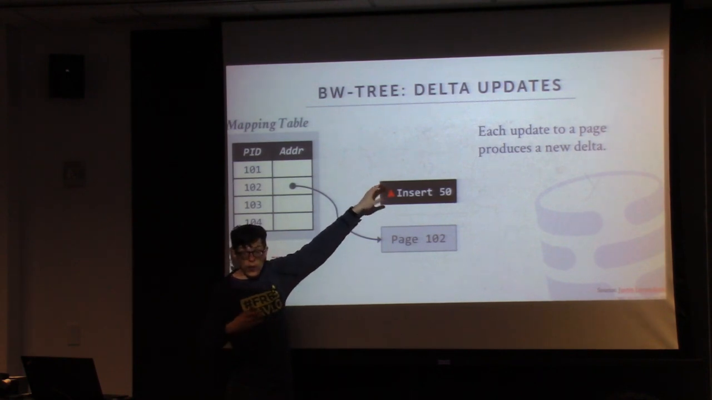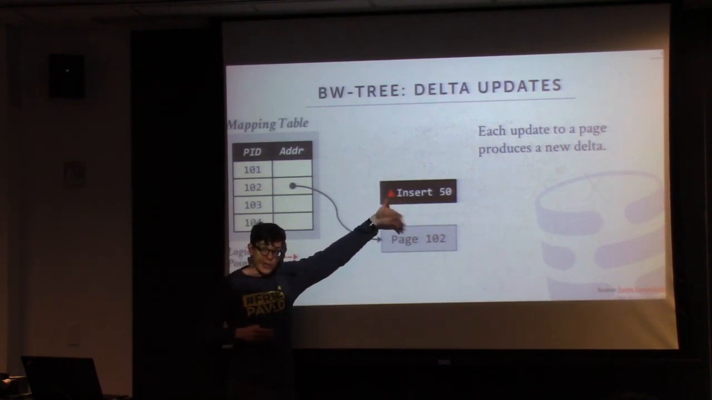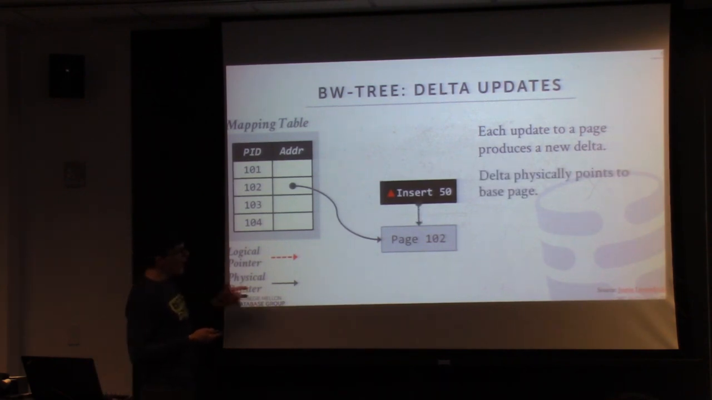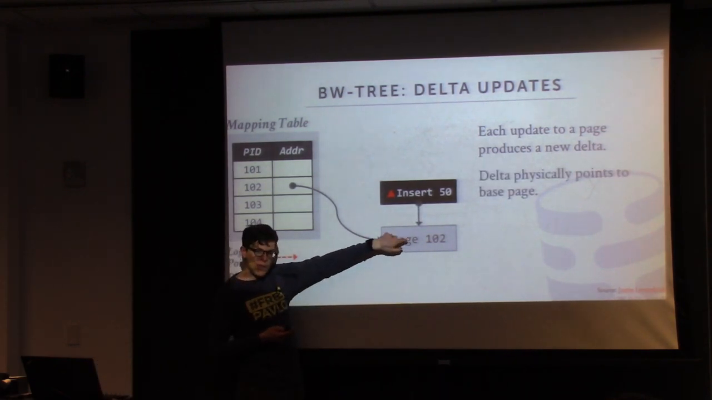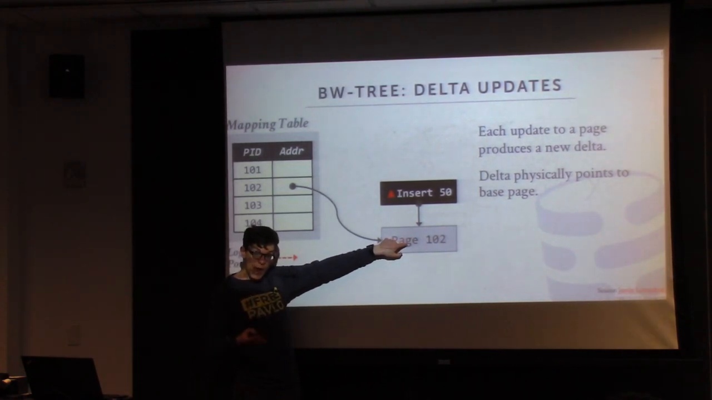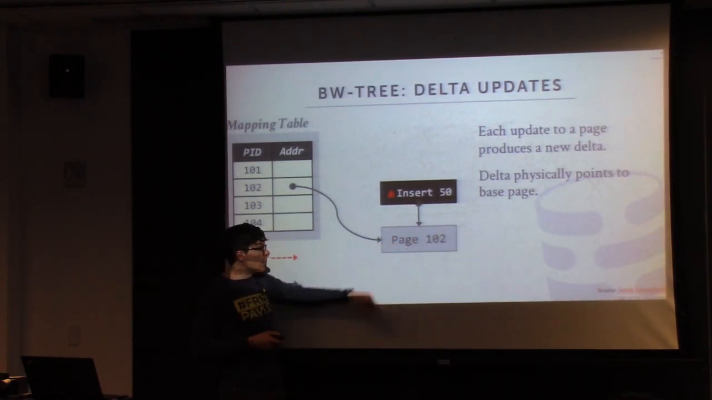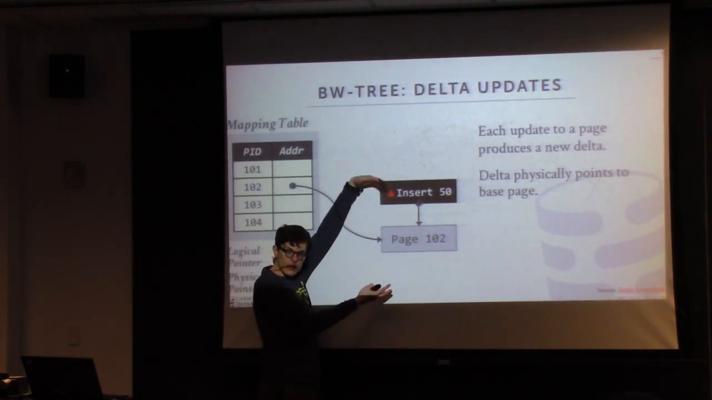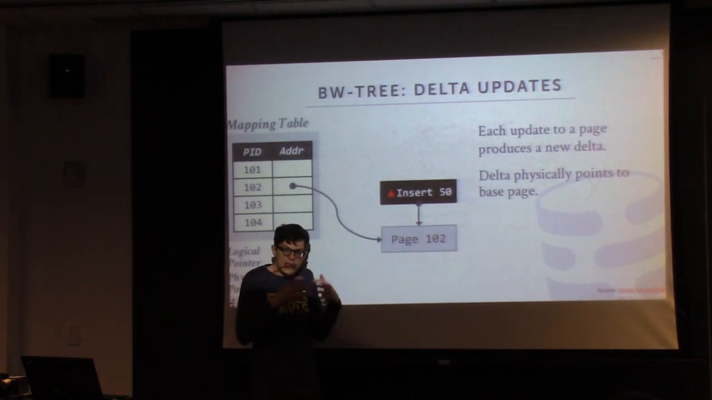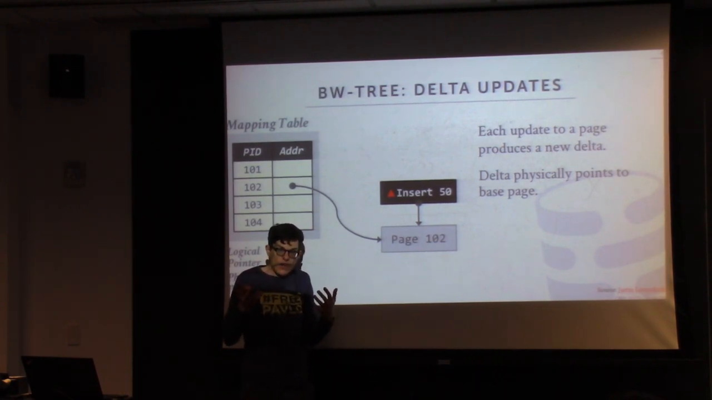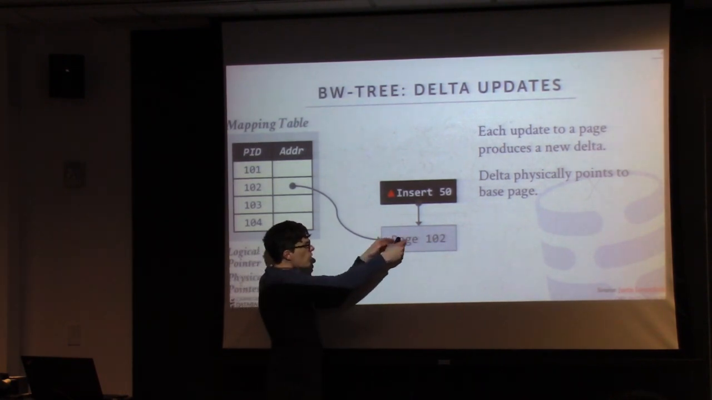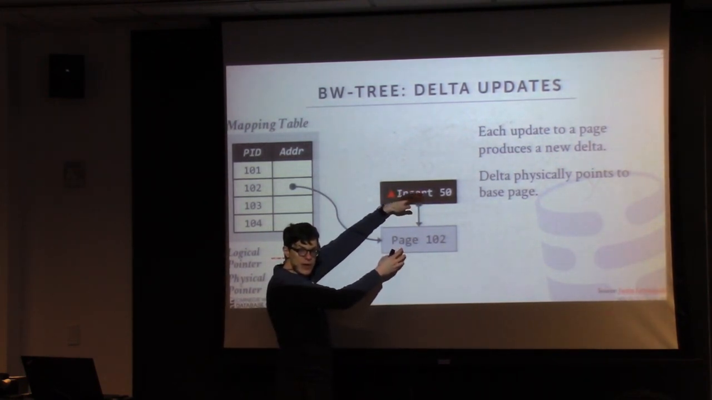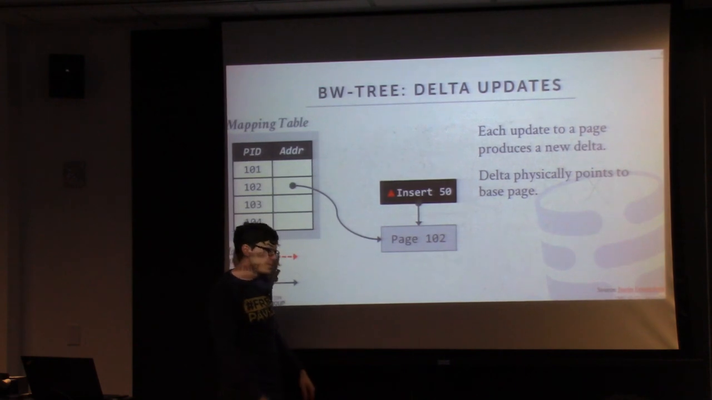So I would have a delta record saying this is an insert, and the change is to key 50. Now the delta record is going to have a physical pointer to its parent base page. Not a logical pointer, but a physical pointer. The reason is that we're going to maintain the delta chain for a single base page and treat that as a single atomic unit. At no point is this page going to get moved around independently of its delta records. This page owns these delta records, so it knows that this pointer is always going to be valid.